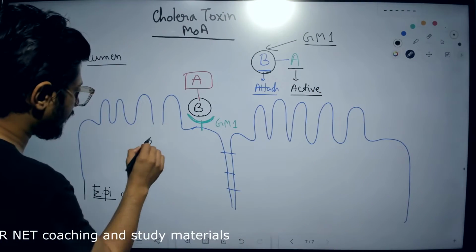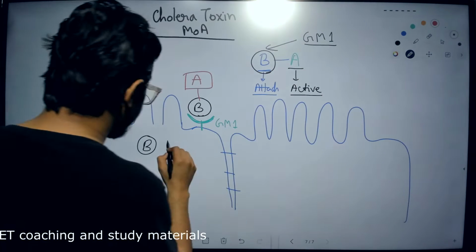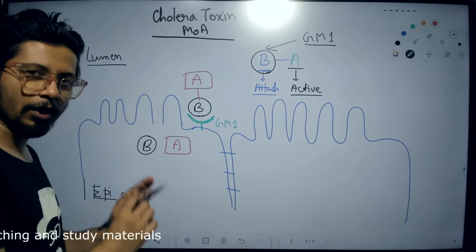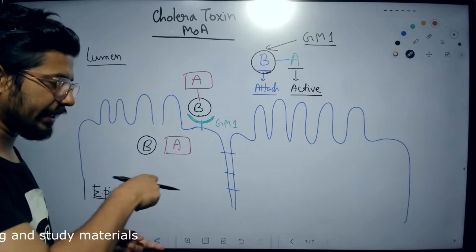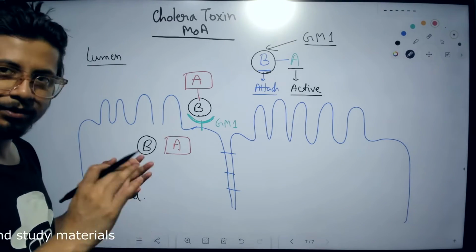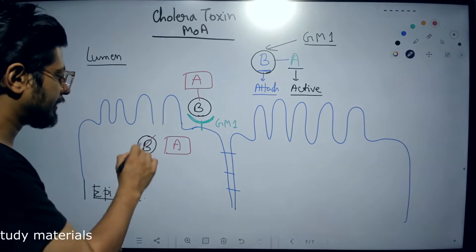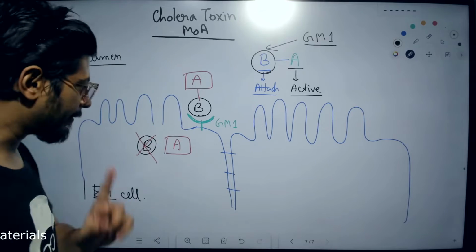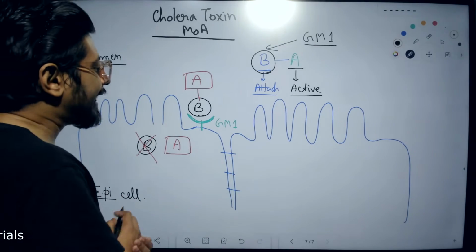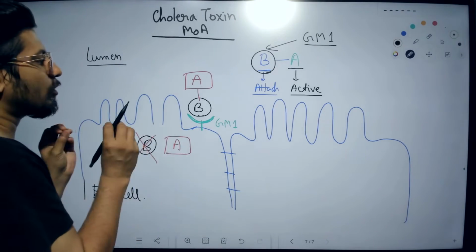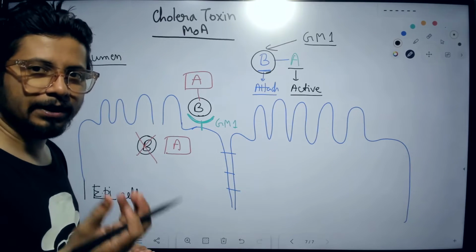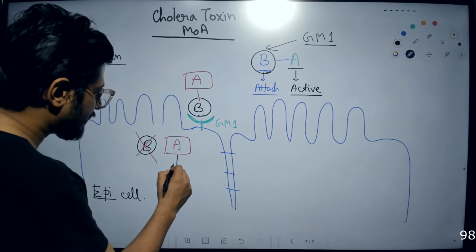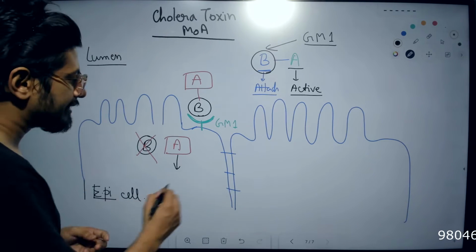So B subunit is separated, A subunit is also separated. Now we are more concerned about the A unit, because the B unit's job is to deliver the cholera toxin inside the cell. That's it. Once the job is done, then rest is history. Means the rest of the job should be done by the A subunit, not the B subunit. So what A will do now, once this cholera toxin's active subunit is present in the intestinal epithelial cell, this subunit will cause G protein.